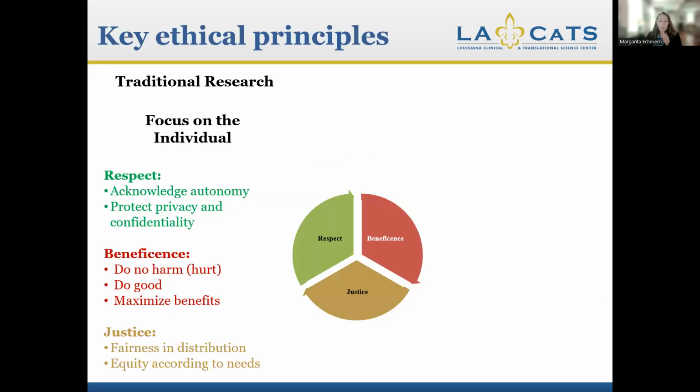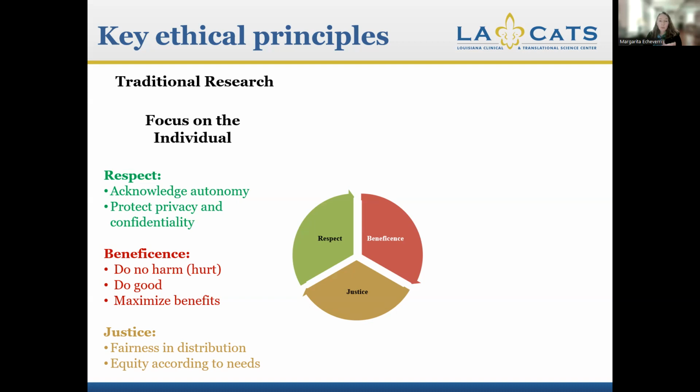Now that we remember what community engagement research is, let's review a little the key ethical principles to hold when conducting studies with human participants: respect, beneficence, and justice. In the traditional research, the focus is on individuals and regulations required to respect their autonomy and protect their privacy and confidentiality. The beneficence principle requires conducting research that does not harm or hurt participants, but also that does good or produces a benefit to them.